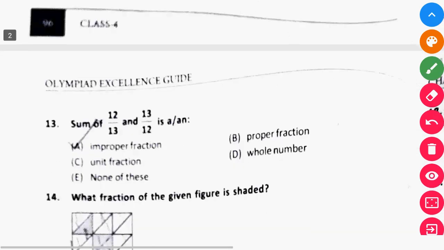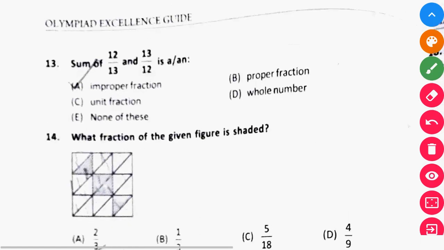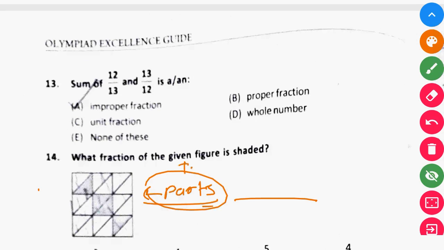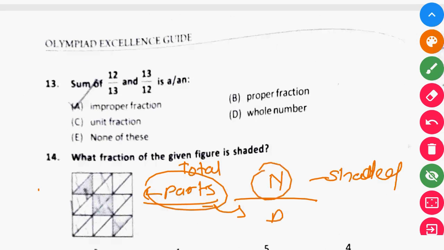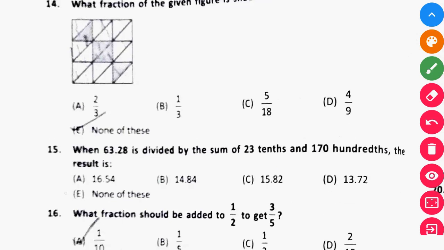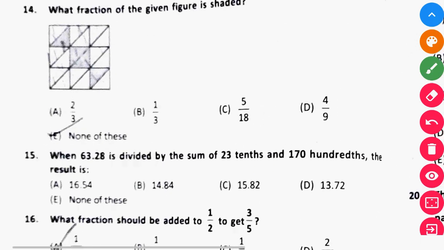What fraction of the given figure is shaded? Now calculate the total parts of the figure. Write at the denominator and calculate the shaded part and write at the numerator. And if you can simplify it, simplify and find the answer. So this is for your homework. Not more than is asked, so no need to worry.